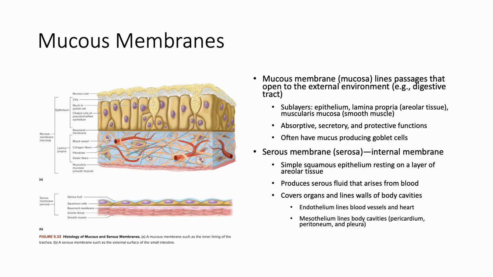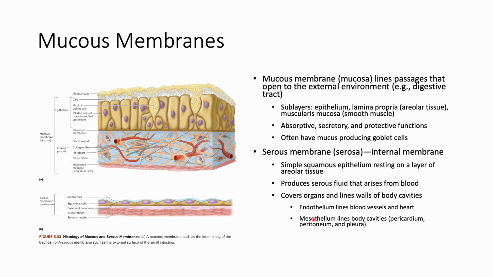Next, we have mucous membranes and serous membranes. Do you remember what our serous membranes are made out of? Hopefully we're all yelling simple squamous epithelium. So let's start with serous, the simplest form here. Serous membrane, also called the serosa. This is an internal membrane. It is simple squamous epithelium resting on a layer of areolar tissue. It produces serous fluid that arises from the blood. It covers organs and lines walls of body cavities.